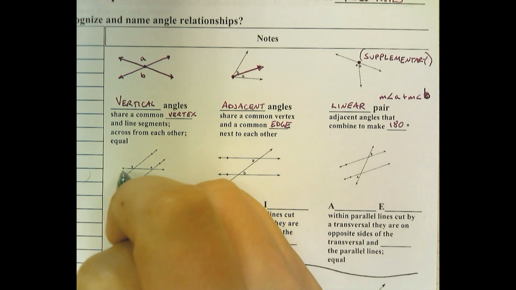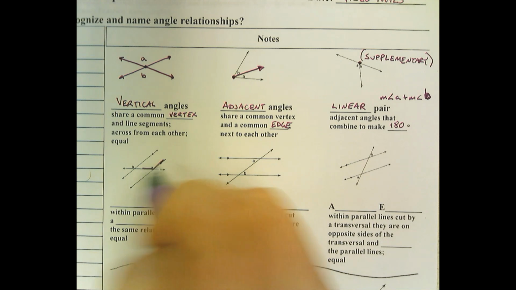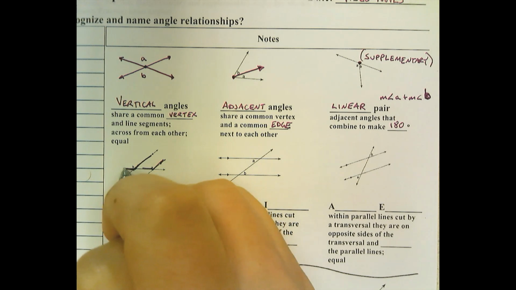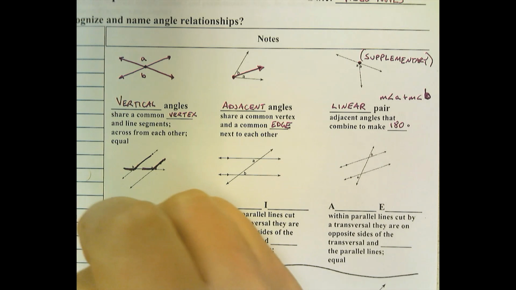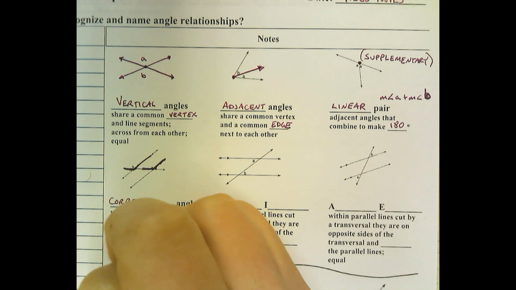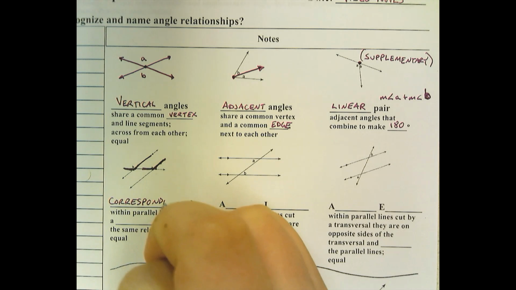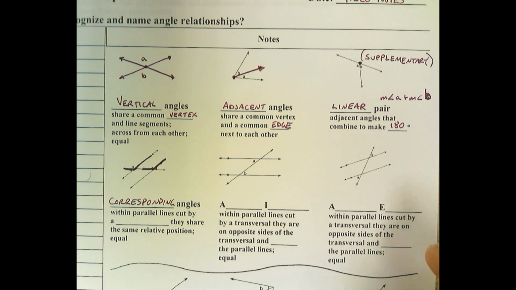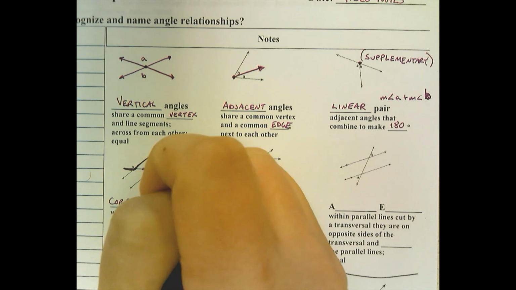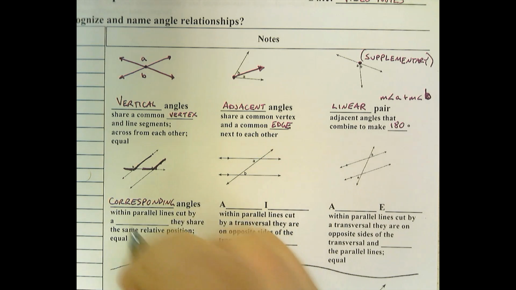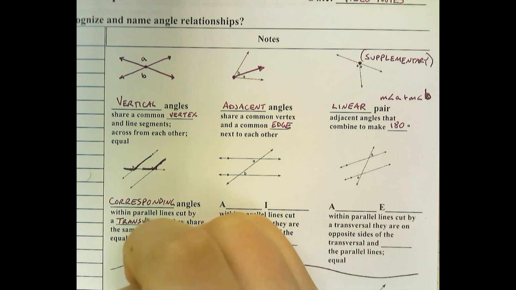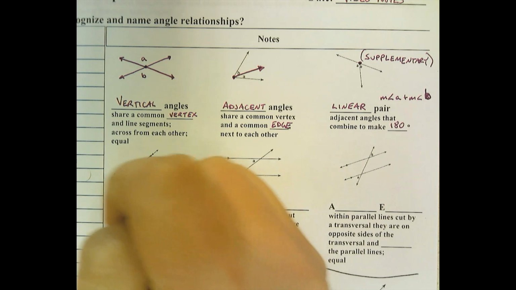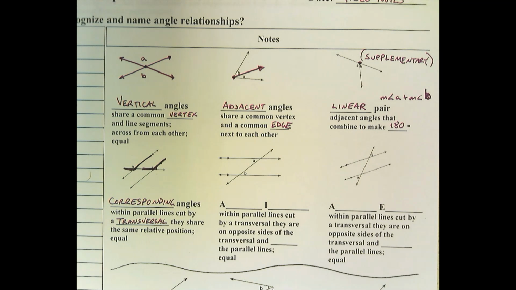Here we have angle A and angle B, and those two angles are called corresponding angles. And what we have is two lines that is cut by what's called a transversal. It's the line that transverses both of those.